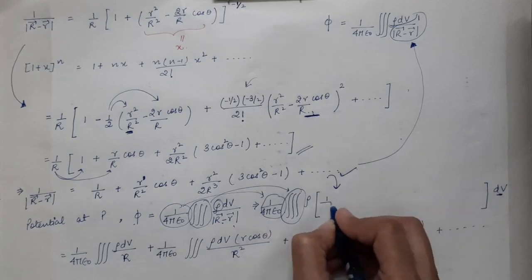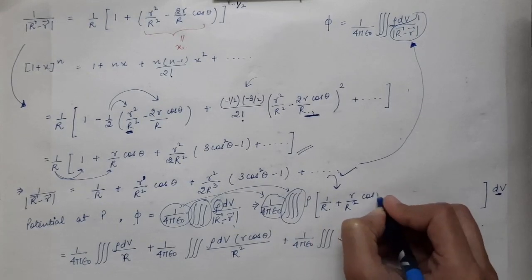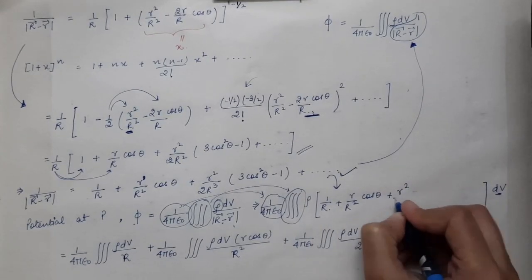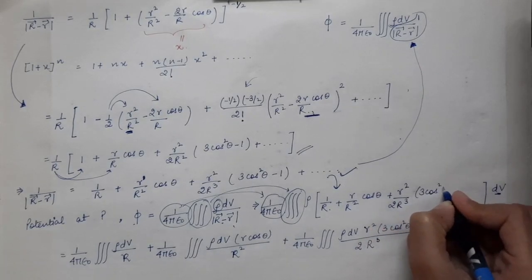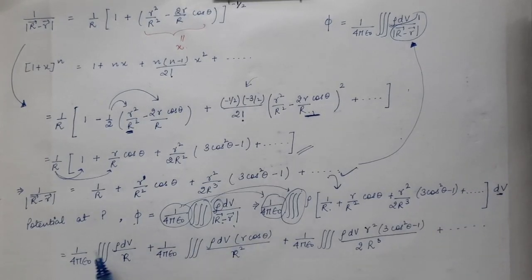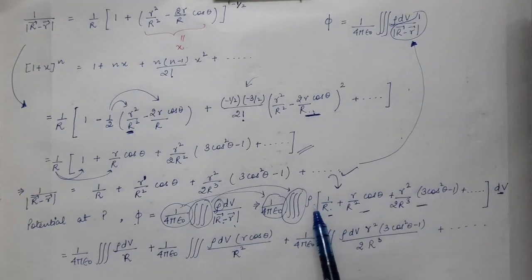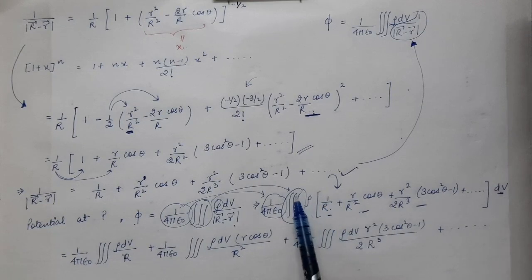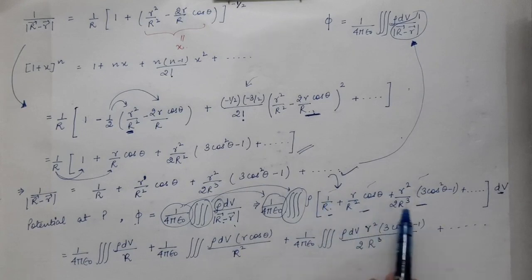So you will get 1 divided by capital R plus small r divided by capital R square into cos of theta plus small r square divided by twice of capital R cube into 3 cos square theta minus 1 plus all other terms. So now we are going to divide all these terms. Here we have 1 by R, then we have this term, then we have this third term. Now we are going to separate all these terms and write integration over each of them. So we are just going to divide all these terms.